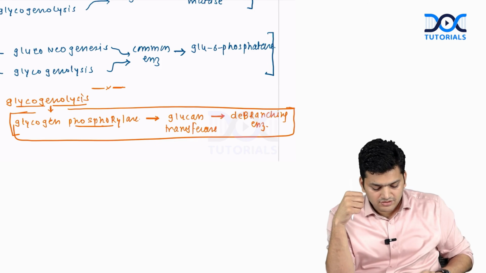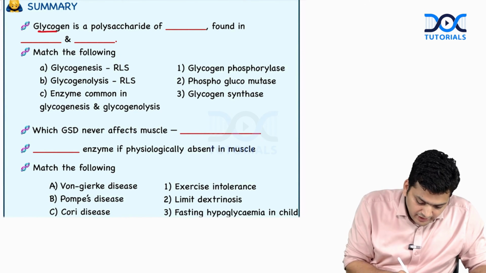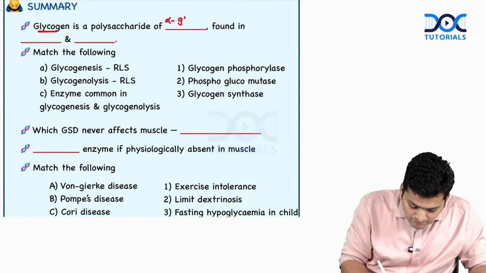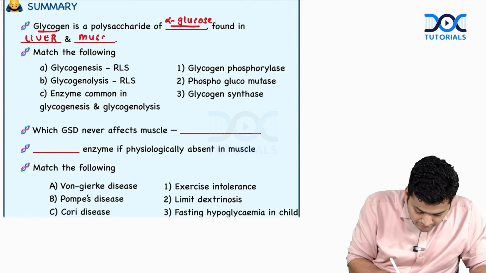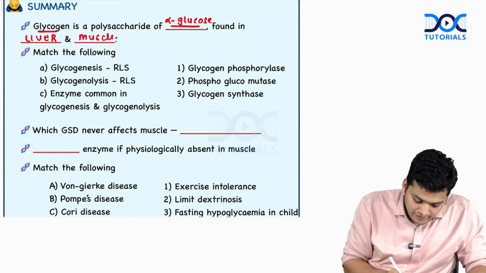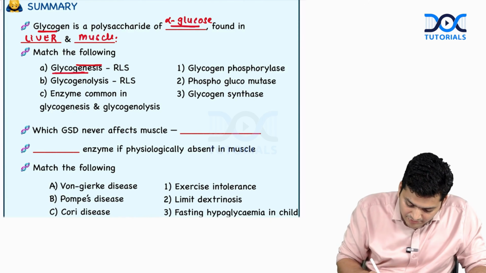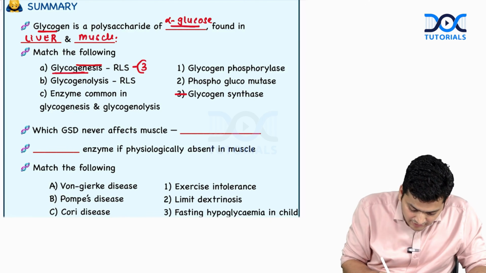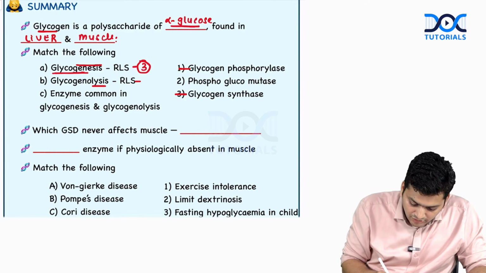Let's solve some quick questions here. Glycogen is a polysaccharide of alpha glucose. It is found in 2 organs, liver and muscle. What is the rate limiting enzyme of glycogenesis? For glycogen synthesis, the rate limiting enzyme is glycogen synthase. For glycogenolysis, the breakdown, it is glycogen phosphorylase.